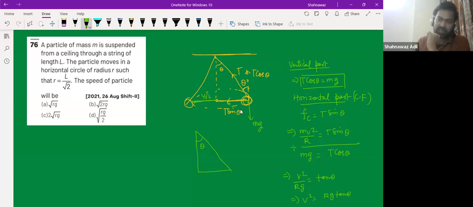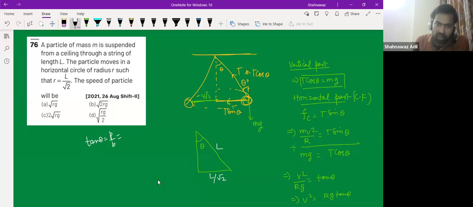We have the radius r, we know g. So how can we calculate this tan theta? Yes, guys, this distance we know. The length of the rope is L. This is 10th standard mathematics, right? This is L by root 2. So we have to calculate tan theta. Tan theta would be perpendicular by base, right? So we have to calculate this perpendicular by base.